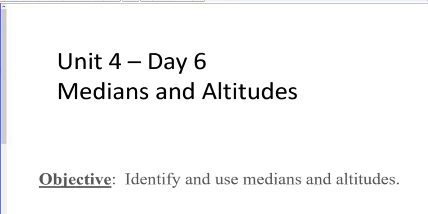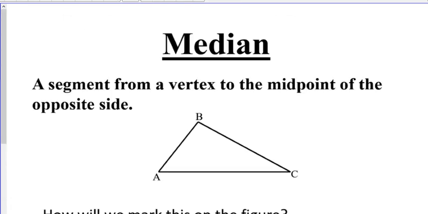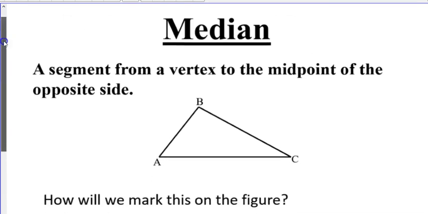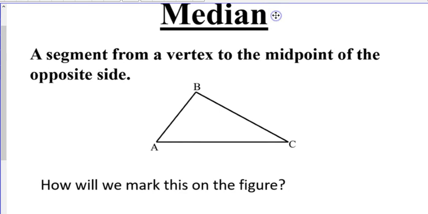All right, day 6, medians and altitudes. Not attitudes, altitudes. So we're going to identify and use medians and altitudes. All right, what is a median? It is a segment from a vertex to the midpoint of the opposite side. Now think about it. When you hear the word median, where's the median on the highway? Isn't the median in the middle of the road? So think about that when you're looking for the midpoint.